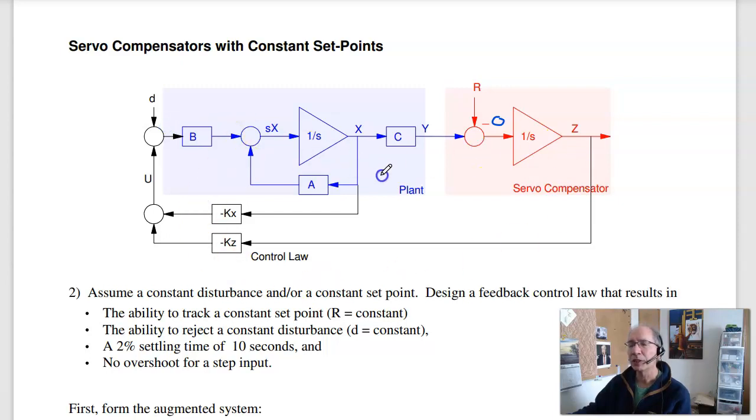Now, when you do that, I have a 4th order system for the plant and a 1st order system for the servo. I now have a 5th order system. Mathematics could really care less. I've got a 5th order system, so I use pole placement to place all 5 poles.